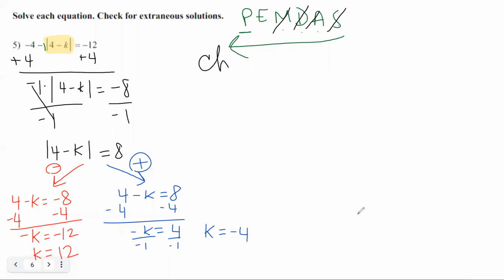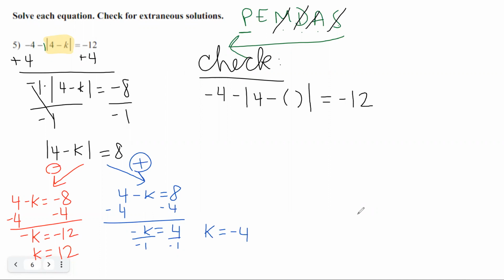Then step 3 says to check your solution. Check your solution in the original: -4 minus absolute value of 4 minus the variable equals -12. Be very careful when you have a complicated problem like this that you're writing it down verbatim each and every single time. I personally have made too many mistakes where I accidentally mess up and then it throws me off, thinking I have an extraneous solution when I actually do not. I'm going to plug in the positive case first, 12, just to see.